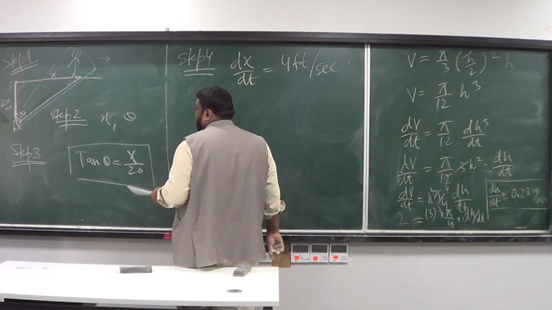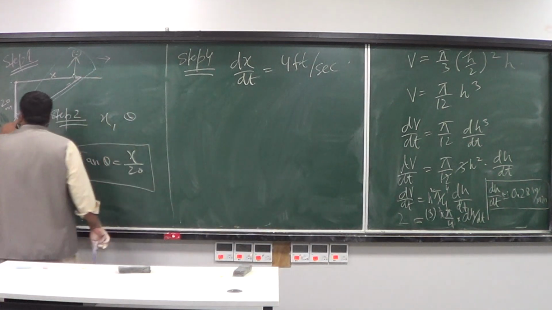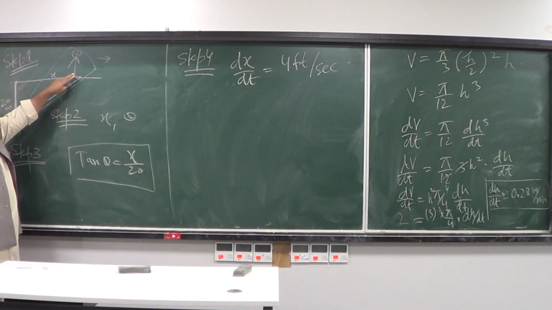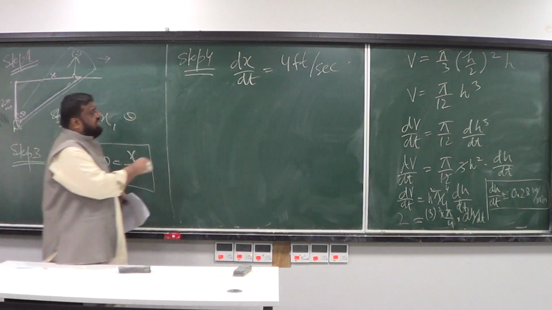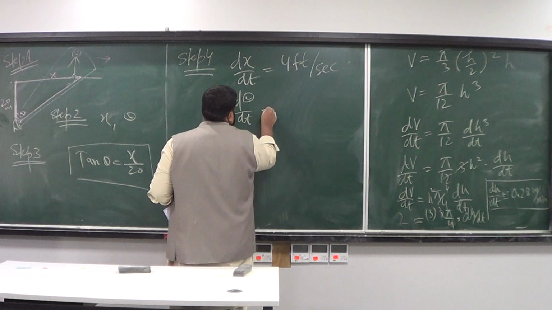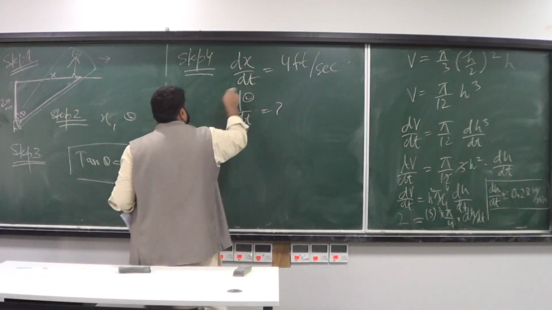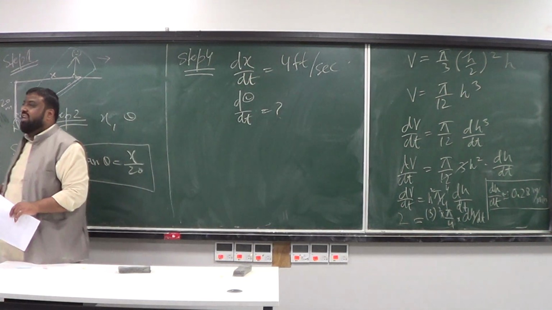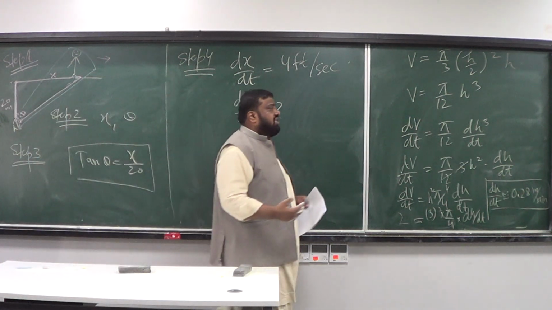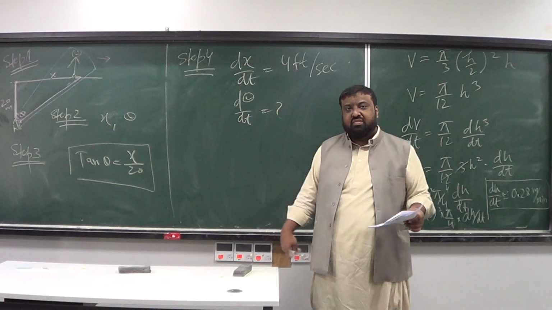The question is, what should be the rate at which theta should vary so that the person can always stay in the light? So the thing that I need to find is d theta by dt. If x is changing with respect to time, then what should be the rate at which theta should change?